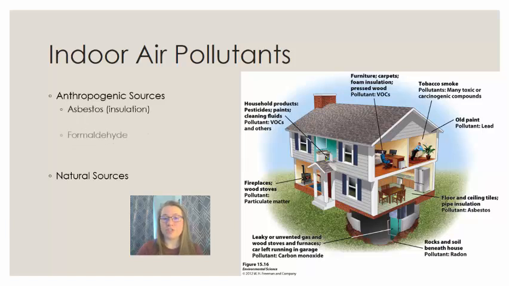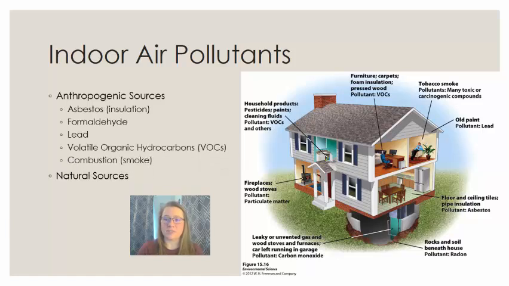Now, some of the anthropogenic sources include asbestos, which is found in some types of insulation, and from other insulation that is not asbestos related. Anthropogenic sources also include formaldehyde, lead, volatile organic hydrocarbons, or VOCs. Remember, those are things that evaporate at room temperature. And anthropogenic sources of indoor air pollution also include smoke, and that smoke would be from combustion of various sources.